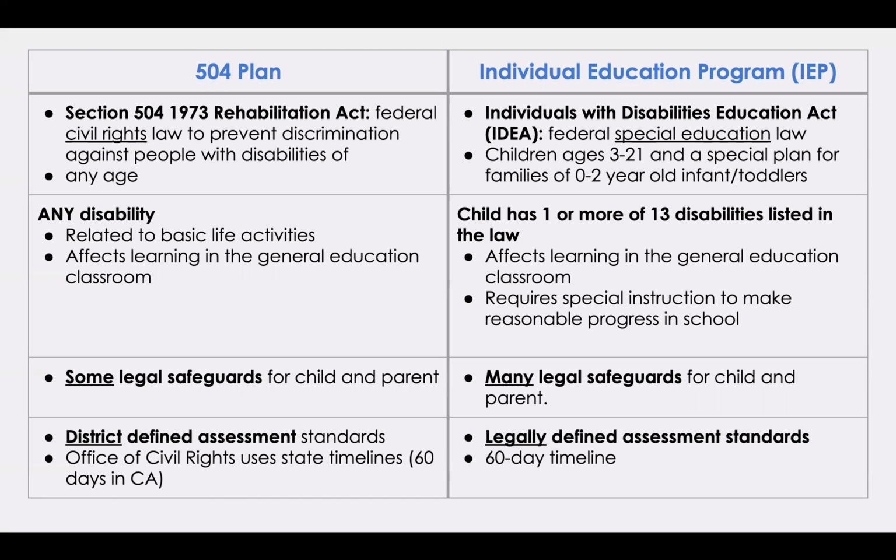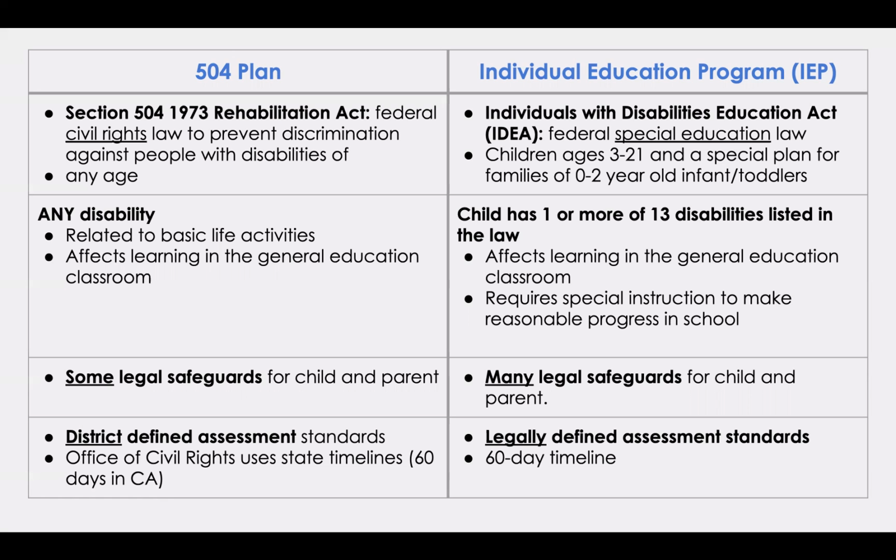2 years old. The 504 plan covers any disability related to basic life activities, disabilities that affect learning in the general education classroom, and the IEP protects and serves children that have one or more of the 13 disabilities listed in the law that affect learning in the general education classroom and require special instruction to make reasonable progress in school.